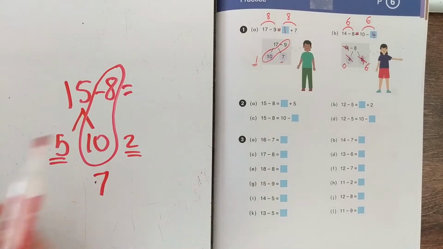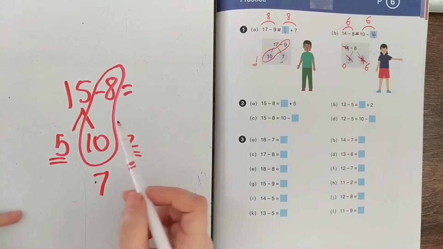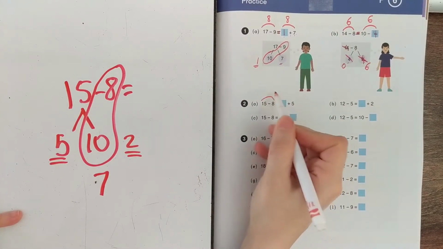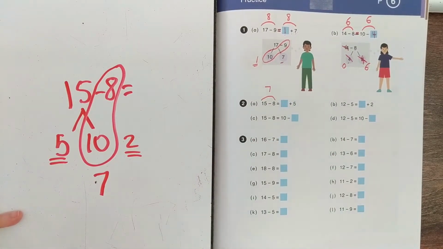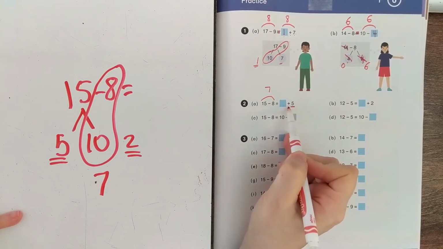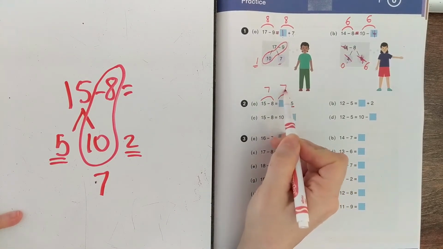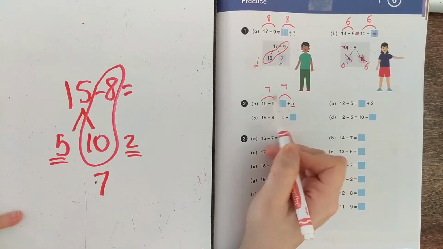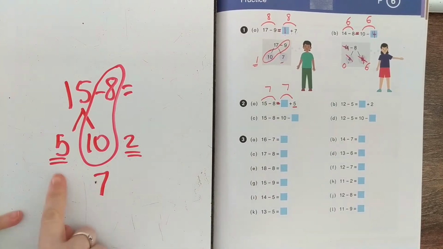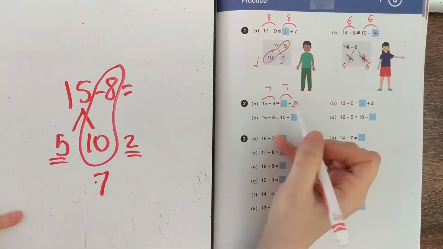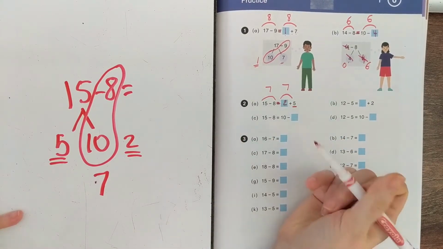Notice that I just said 15 minus 8 is 7, but I also said 5 plus 2 is 7. So you can kind of see it here. 5 plus what is going to give us 7? Because remember, both sides of the equation have to be equal. And we just did 5 plus 2 is 7, so I know 5 plus 2 is 7.